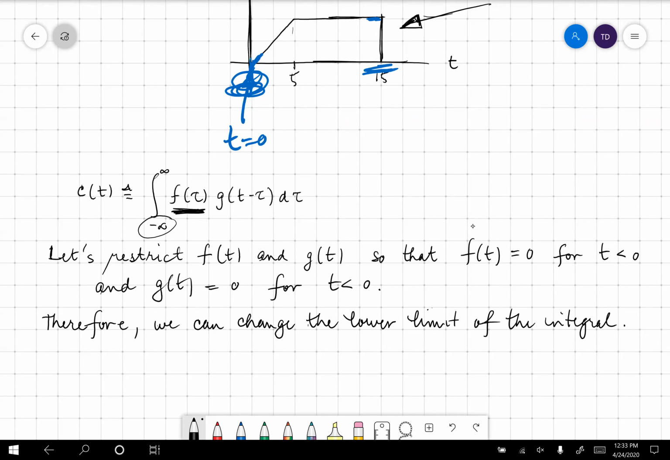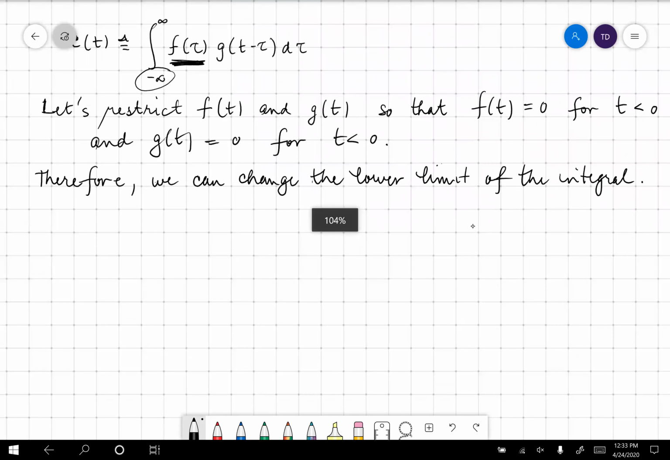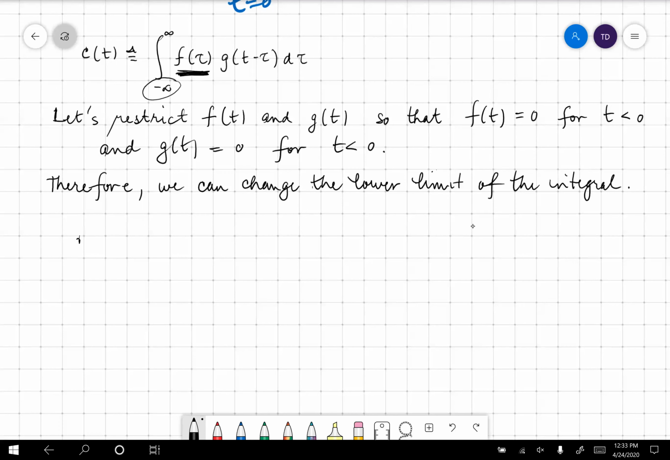So I'm going to do that. So now we have c of t is equal to the integral from 0 to infinity of f of tau, g of t minus tau, d tau. Okay, so that's our integral. Now here's what I want to do. I want to show you what this integral really is, so you'll have an understanding. So I want to take the Laplace transform of c of t.